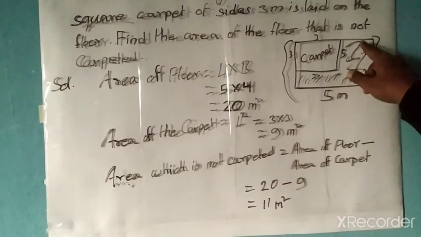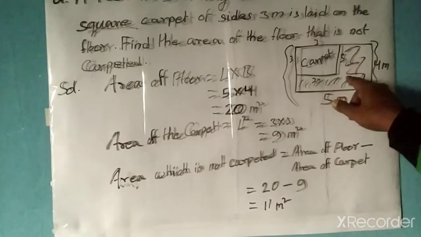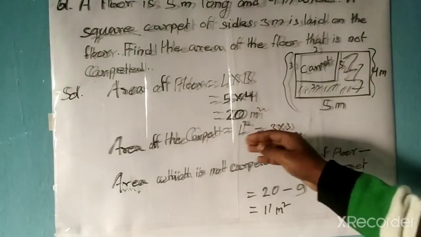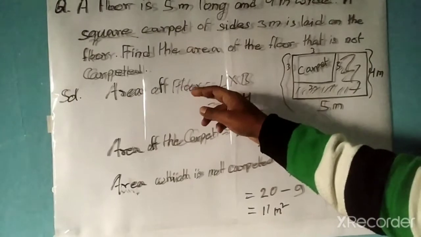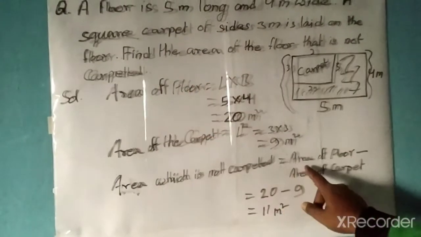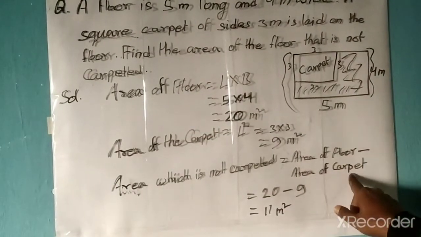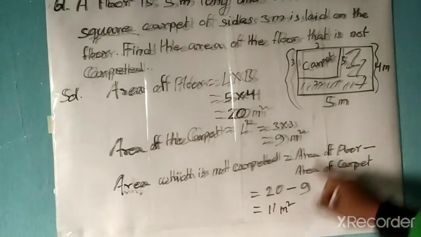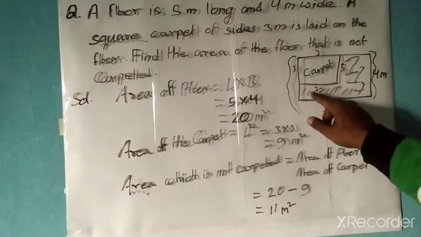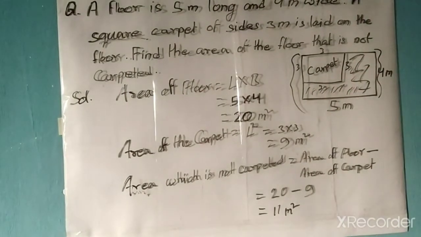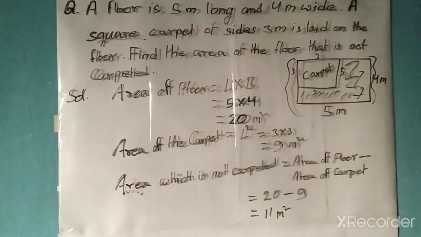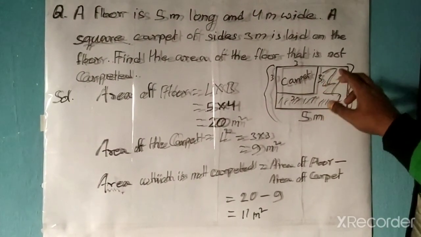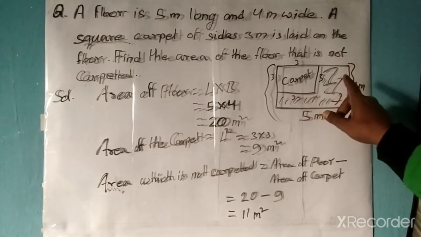Okay, now we have to find the area of this portion which is not carpeted. To find this, we have to subtract the area of the carpet from the area of the floor. So area of the floor minus area of the carpet, that is 20 minus 9 is equal to 11 meter square. This portion is 11 meter square. Okay, I think the concept is clear. Just now we have solved this problem, how to find the portion that is not carpeted.